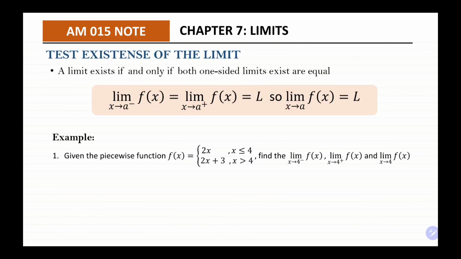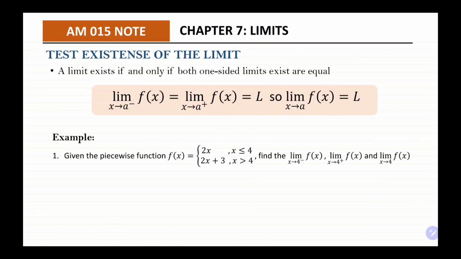Test existence of the limit. A limit exists if and only if both one-sided limits exist and are equal. Okay, limit x approach a from left f(x), if we get the same value as limit x approach a from right, then limit x approach a f(x) exists at the same value as a from left and a from right. We look at example number 1.